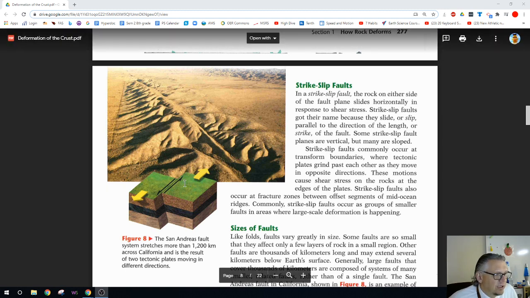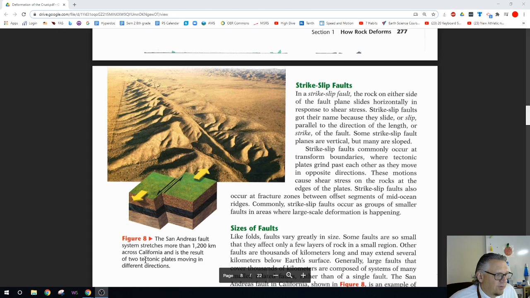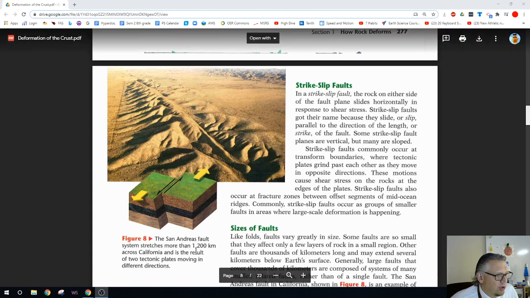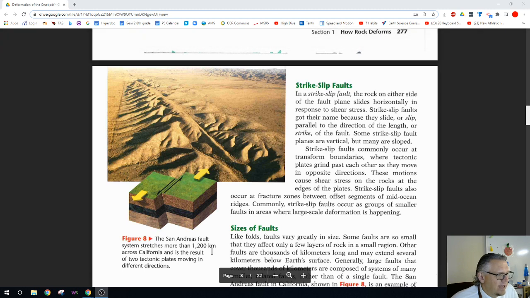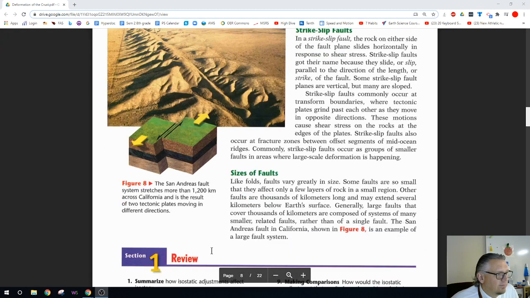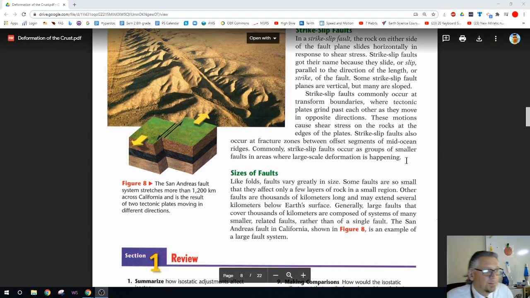Here is a strike-slip fault. The San Andreas fault system stretches more than 1,200 kilometers across California and is a result of two tectonic plates moving in different directions.